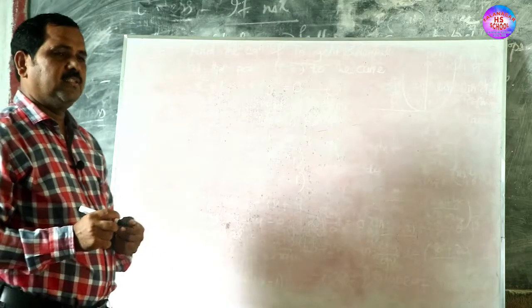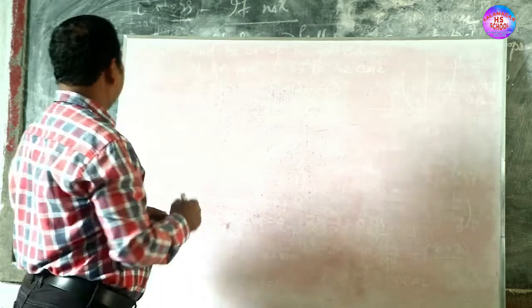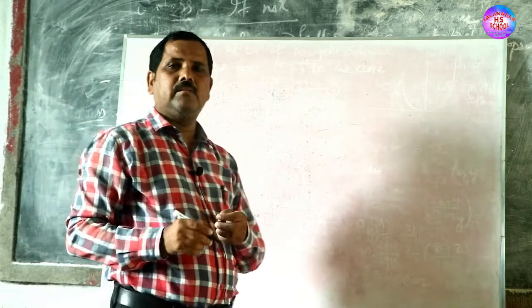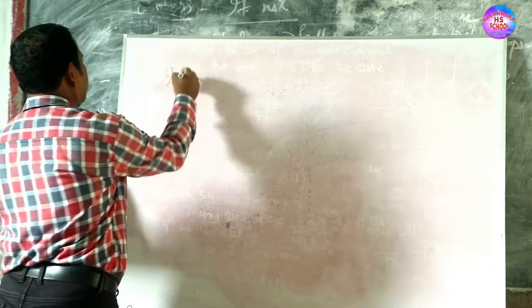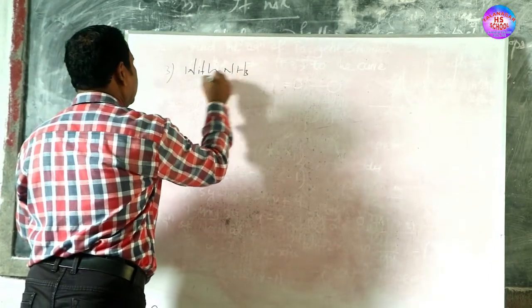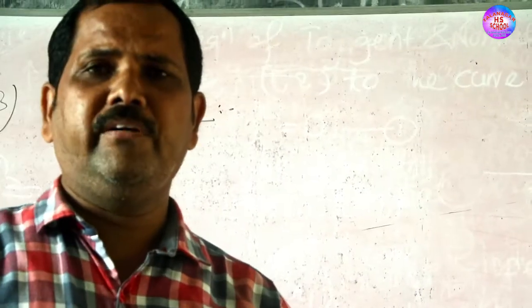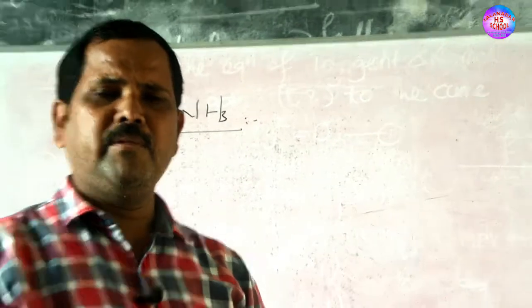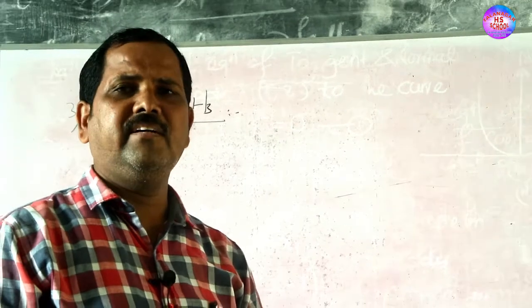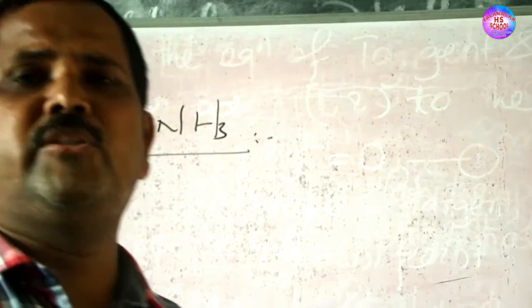Dear students, today we'll read the chemical properties of haloalkanes. Number three, reaction with ammonia. Alkyl halides react with ammonia to produce primary amines, secondary amines, tertiary amines, and finally a quaternary ammonium salt. The reaction takes place as follows.